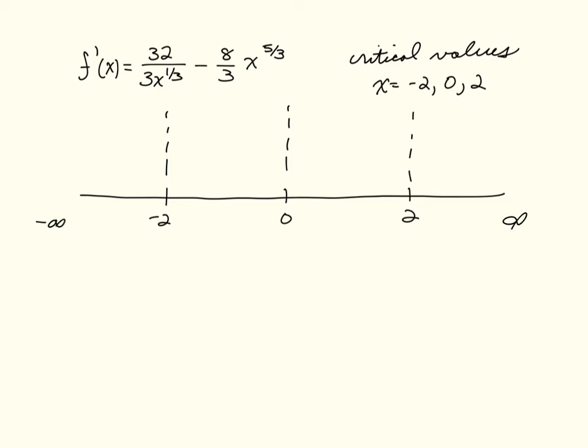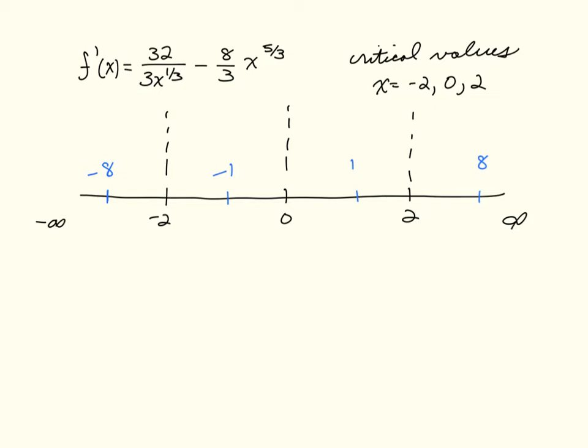So how can we tell? We need to pick some test values. I will use -8, I will use -1, I will use +1, and I will also use +8. And you might be wondering, why did I pick these particular values? Well, in the derivative, this 1/3 power and this 5/3 power, at some point we are going to be taking the cube root of a number. -8 is easily cube rooted. -1, +1, +8, they're all easily cube rooted.